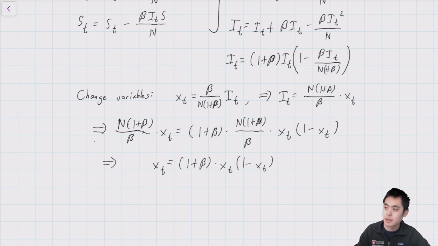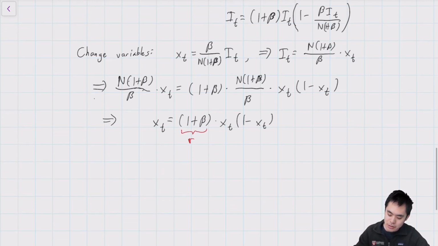So now you should recognize this. If you replace this 1 plus beta here with some other parameter r, this entire thing is just a discrete logistic equation. So this is just the discrete logistic equation, which we studied at length in the last couple lectures.